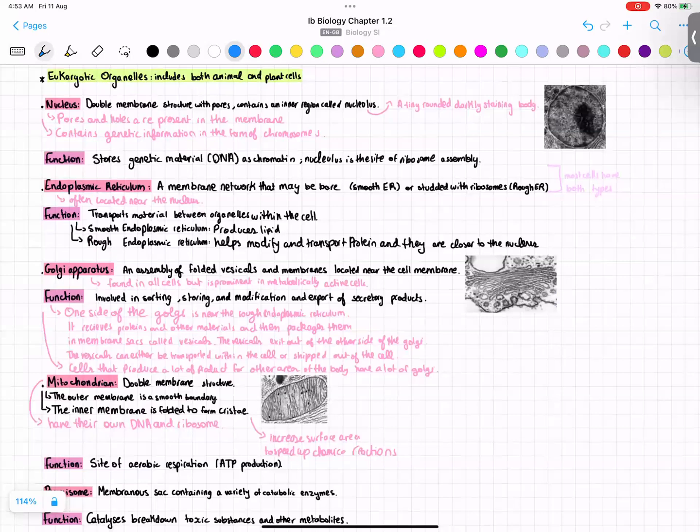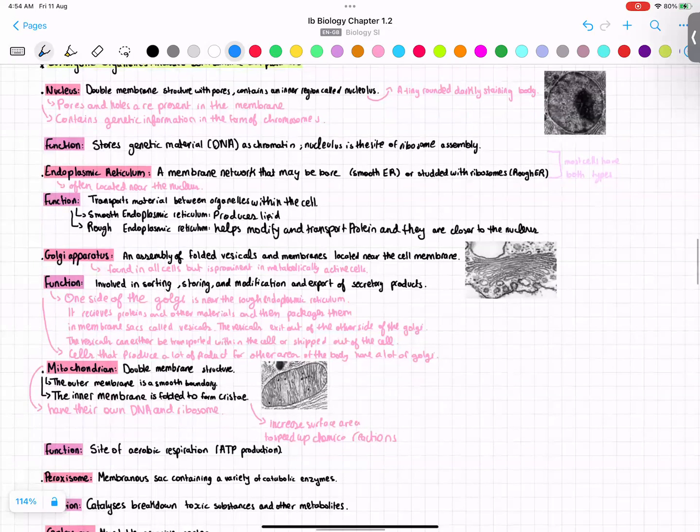Now the smooth endoplasmic reticulum, besides the fact that, keep in mind, it's not studded with ribosomes, actually produces lipids. Whereas the rough endoplasmic reticulum helps modify and transport lipids, and it's also closer to the nucleus. Whenever you're trying to identify the endoplasmic reticulum, remember two things. Firstly, that it's close to the nucleus. Second, if you want to distinguish if it's rough or smooth, the rough one has ribosomes attached to it, whereas the smooth does not.